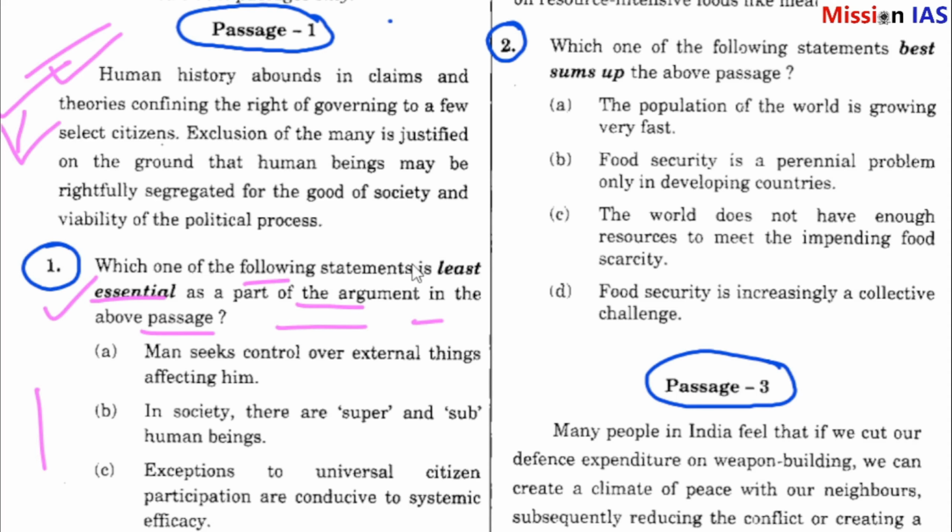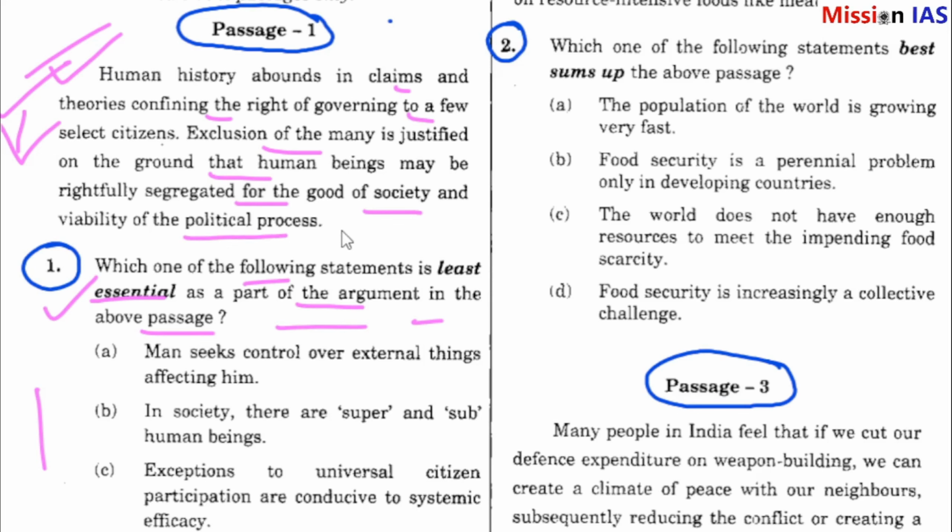So we first read the passage. Human history abounds in claims and theories confining the right of governing to a few select citizens. Exclusion of many is justified on the ground that human beings may be rightfully segregated for the good of society and viability of the political process.